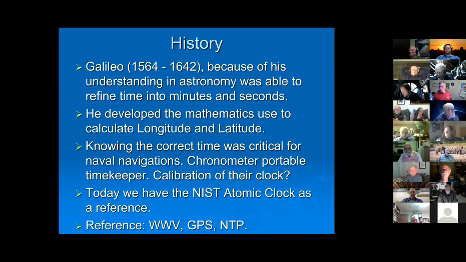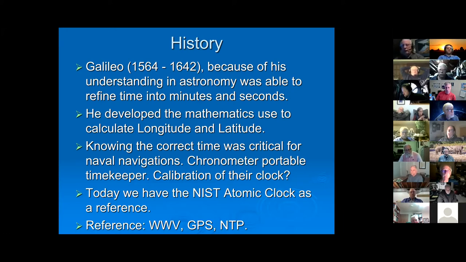So, history. Galileo, between the 1500s and 1600s, probably had the most significant contribution on how we use time and what time means in our current history. He was an incredibly clever physics guy and incredibly knowledgeable in math. So he brought to life real understanding.